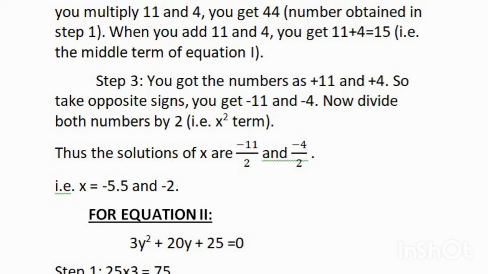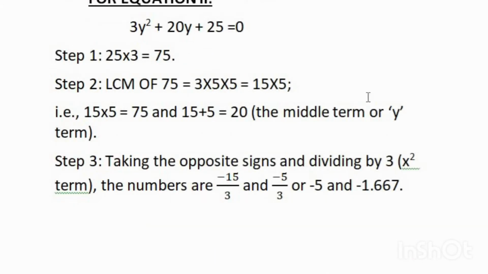And now considering equation 2, do the same way. First step, multiply the y square term and the constant term, 25 into 3, which is 75. And what is the second step? Take the LCM of 75, so that you will get 3 into 5 into 5, right? Which can be written as 15 into 5. Why have we written 15 into 5? Because when we add 15 and 5, we will get the middle term 20. And when you multiply 15 into 5, we will get 75. Understood? So the numbers are 15 and 5.